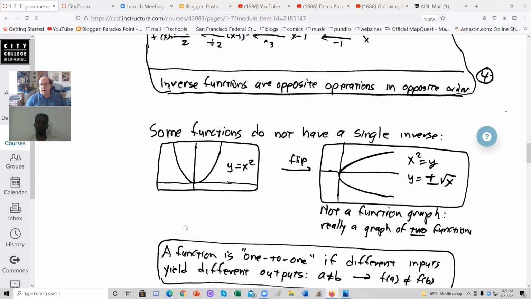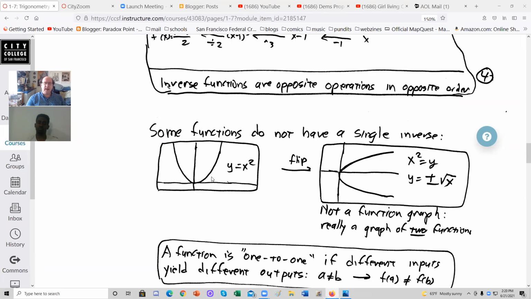Now, sometimes you get a problem with whether or not a function has an inverse, or at least has a single inverse. Take, for example, the graph y equals x squared. We flip it on its side, we get this sideways parabola, but that is not the graph of a function, because a single value of x will get you 2 values for y. In fact, the upper half of this graph is y equals plus root x. The bottom half is y equals minus root x. So these are two inverse functions for x squared, and they apply in different parts of x squared's domain.